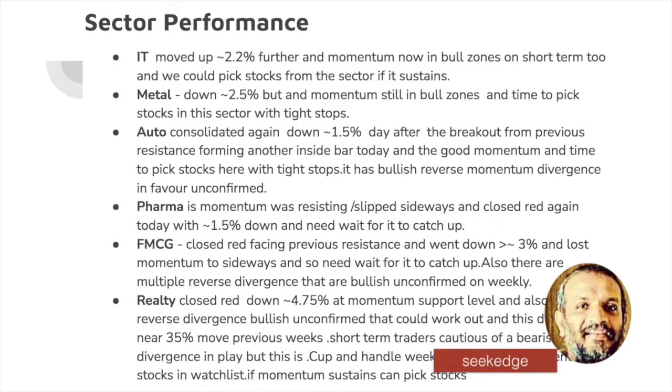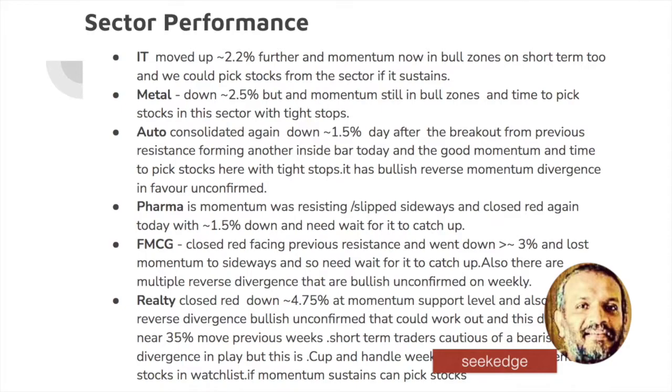Metal went down 2.5%. Momentum is still in the bull zone. You can probably pick, but you have to be with tight stops. Auto also consolidated 0.15% after the initial breakout from the W pattern, a double bottom, but it's in the bull zone from the momentum perspective, so you can. And there is a bullish reverse momentum that is also unconfirmed, which can be in favor, right? So auto can go, it's bullish. Metal also is bullish. IT is bullish.